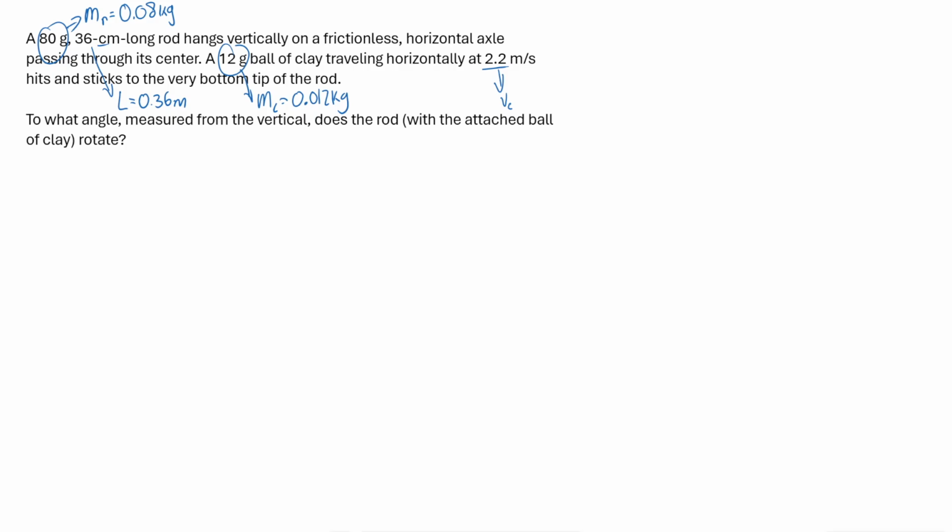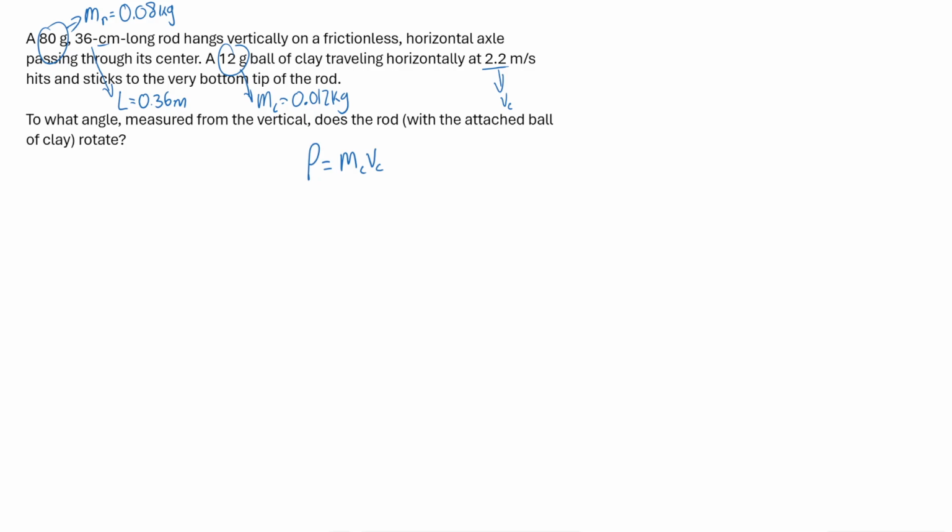Now, when we have collisions of two objects, generally we want to consider momentum. So what is the momentum of the rod initially? Well, the rod is stationary, it's not moving. So we can deal with that later. What we have to consider right now is the momentum of the ball of clay. So what is that going to be? Well, momentum is mass times velocity. So in our case, it's the mass of the clay times the velocity of the clay.